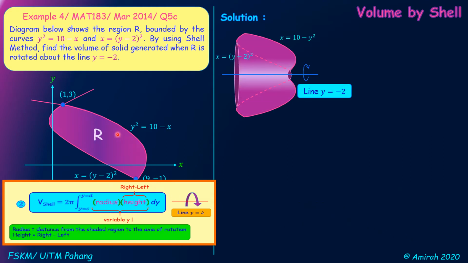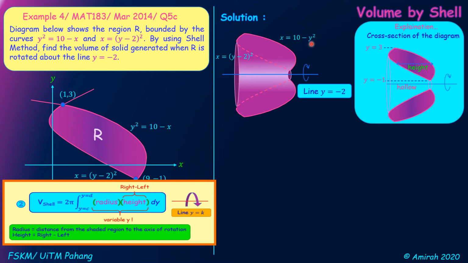After the shaded region is revolved about the line y equals -2, we get this diagram. This is the original shaded region. Since we need to write in terms of variable y, we write x as the subject. The original question is given with y squared as the subject, so we need to rewrite x as the subject. So we get 10 minus y squared.